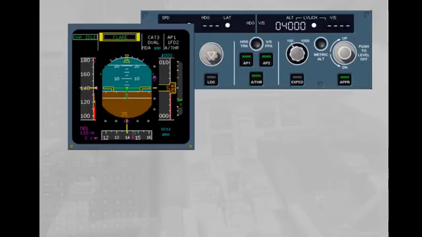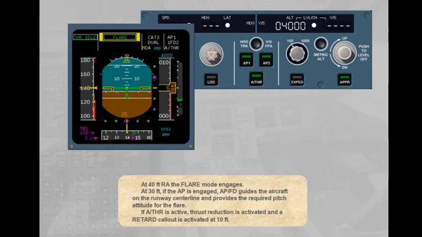At 30 feet, if the autopilot is engaged, autopilot flight director guides the aircraft on the runway center line and provides the required pitch attitude for the flare. If autothrust is active, thrust reduction is activated and a retard call-out is activated at 10 feet.